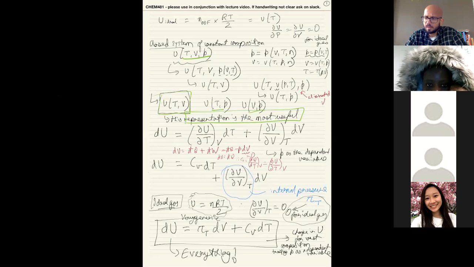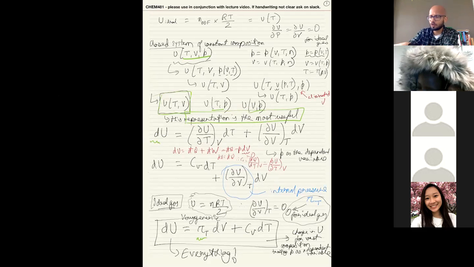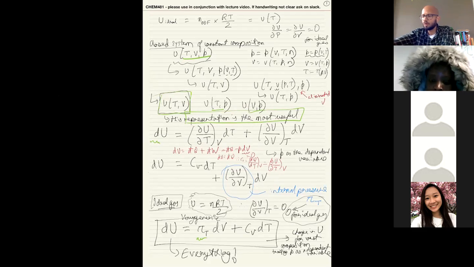If U is indeed a function of temperature and volume, we can do our partial derivatives magic and write down dU as partial U by partial T at constant V, which is CV, and partial U by partial V at constant T, which we defined as internal pressure pi T. This is true for everything. This is true for any system made up of one component. If you have a constant composition system or if you have a one component system, this is always true. We did not assume any ideal gas over here.